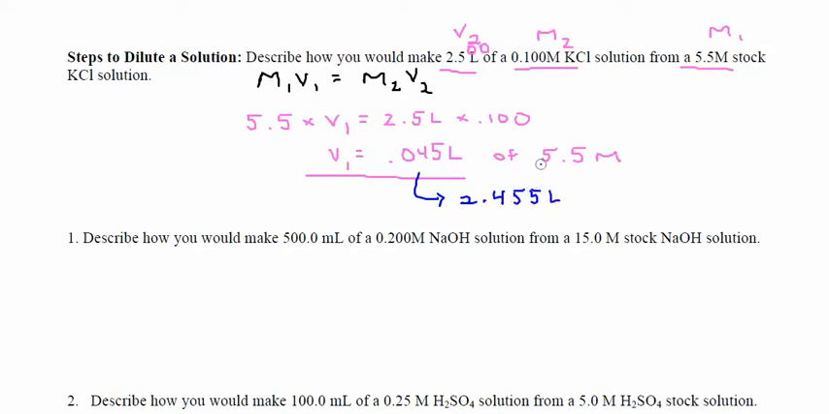liters. Now, what all of this means is I'm going to take 0.045 liters of my concentrated solution, and to that I'm going to add 2.455 liters of water. And that's my entire problem. I took a concentrated solution, I knew exactly how much of it I needed, I measured it out, and then I added water to the rest of it so that the total final volume, which is my goal, is 2.500 liters.